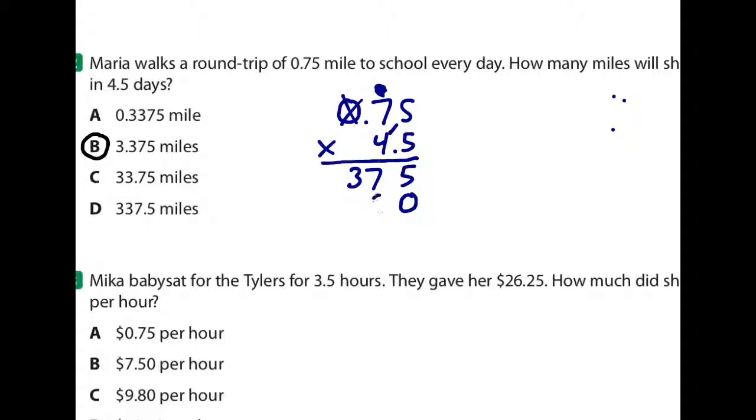4 times 5 is 20. Write the 0. Carry the 2. 4 times 7 is 28. Plus 2 is 30. Okay, I get 5, 7, 3, 3. And there are 1, 2, 3 decimal places. So my answer needs to have 3 decimal places. So that's how I know the answer is B. All right, or use estimation and save yourself some work. All right, so pause the video if you messed up. Make sure you redo the problem correctly if you have to.